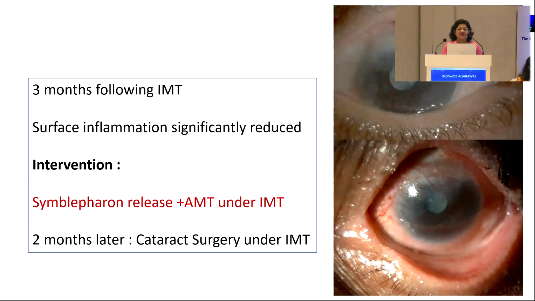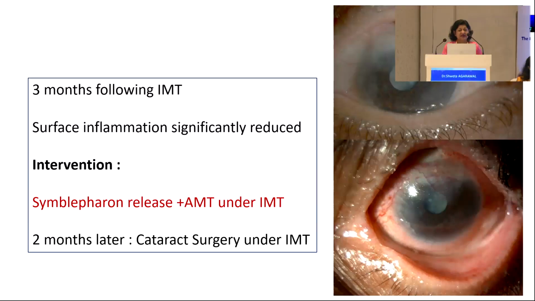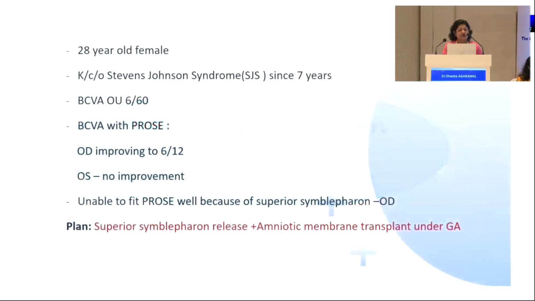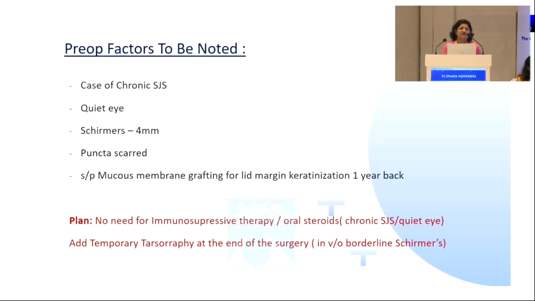Three months later, once the eye quietened down, we formed the fornix. Two months following that, she was taken up for cataract surgery. Both the surgical interventions were done under immunosuppressive therapy. In SJS, the situation is a little different. Since it is a chronic stage when we are doing a fornix reconstruction, you really don't need immunosuppressive therapy.